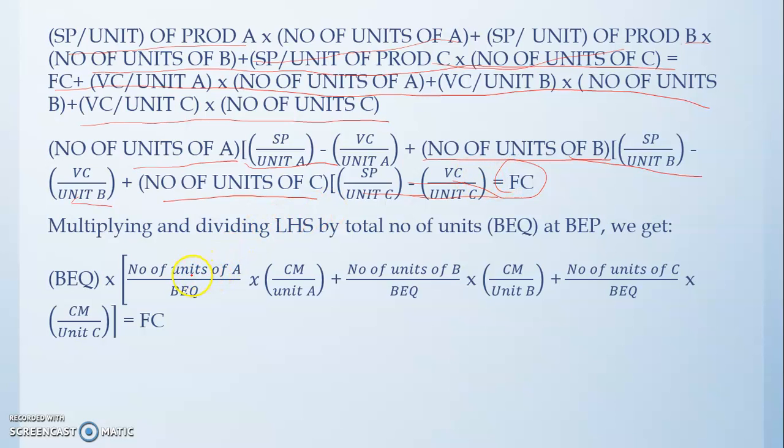Now similar to what we did for single product, assuming the left hand side should be equal to the right hand side, we can take out the break-even quantity, and the common factor would be the number of units of A by break-even quantity into the contribution margin of unit A, plus the number of units of B by break-even quantity into the contribution margin of unit B, plus the number of units of C by the break-even quantity into the contribution margin of unit C, which is equal to fixed cost.